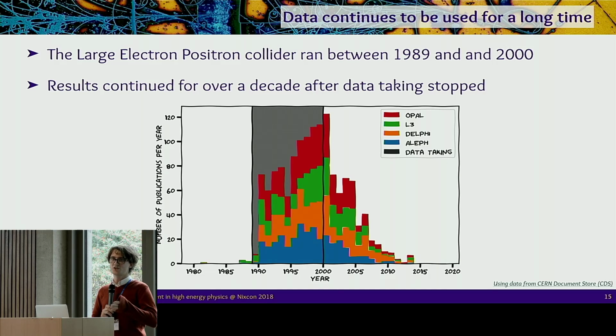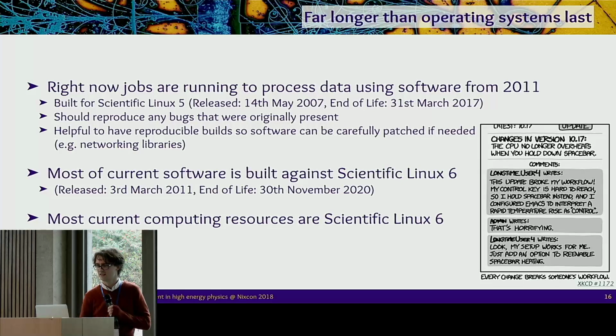But when it finished running in 2000, the use of its data didn't just suddenly stop. It continued to be analyzed for more than a decade after, and so in 2010 there were still some people doing research using data that was collected in 1990 and 1995 and having to use software that's 15 or 20 years old and still get it to work. And this is just getting worse. The Large Hadron Collider is going to be running till 2035, so we can have at least 20 years of data taking, and who knows how much longer after that we'll still be processing data.